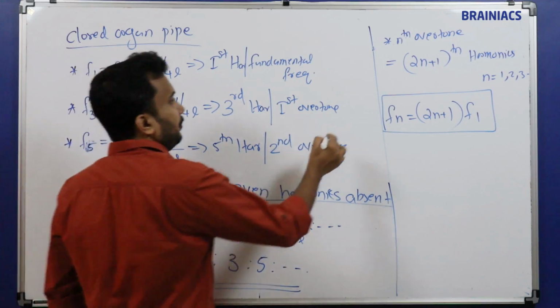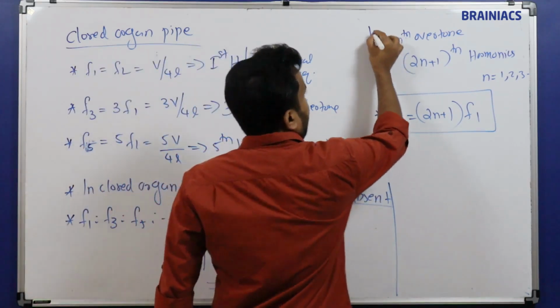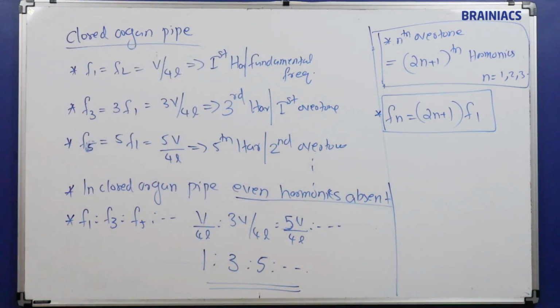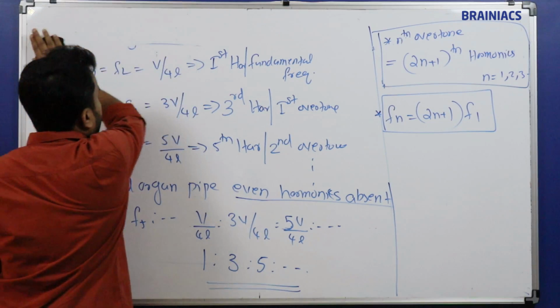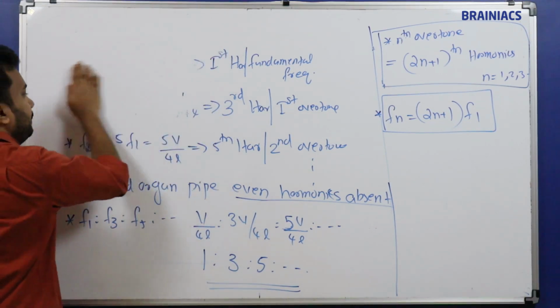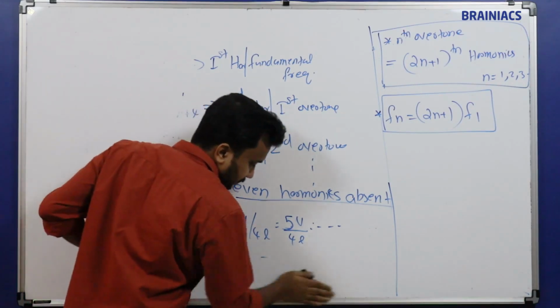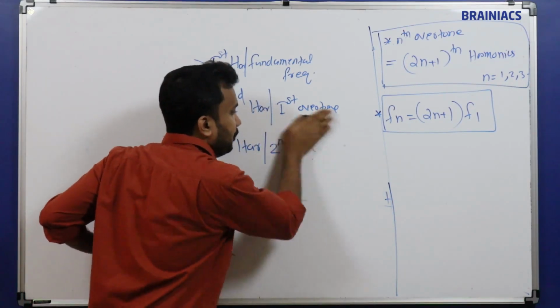The second point. These 2 points are important, not highly important like for the open organ pipe. Okay, now I hope you understood the difference between closed organ pipe and open organ pipe. Okay, hope this is clear. Important, questions will come for this. Let's do one question and then we'll move to the next topic.